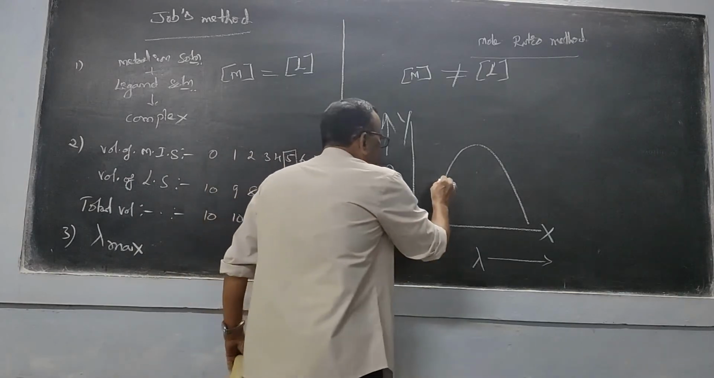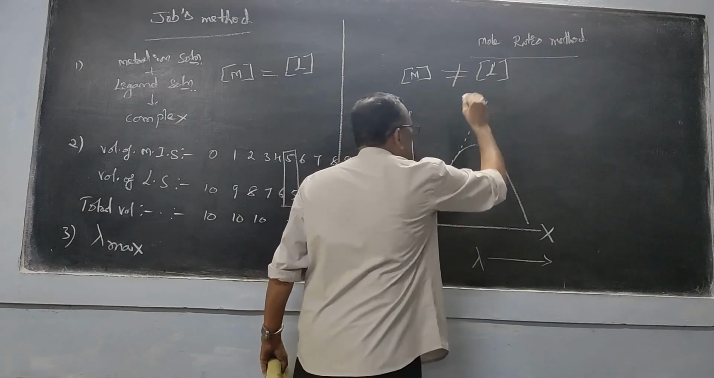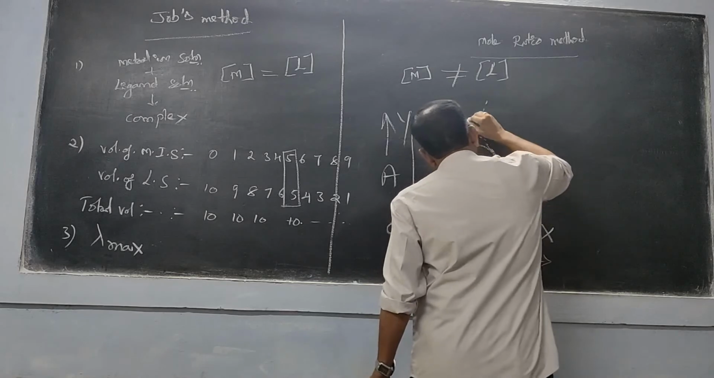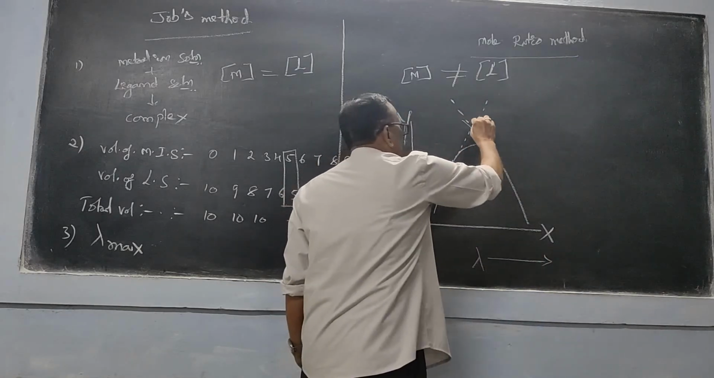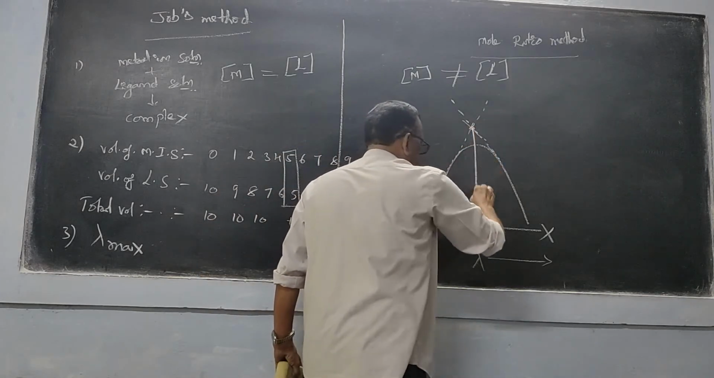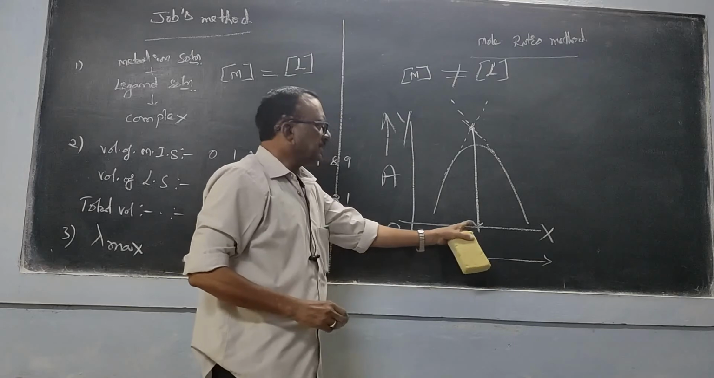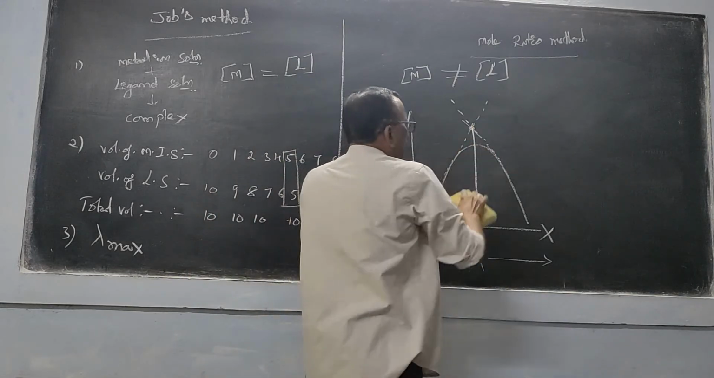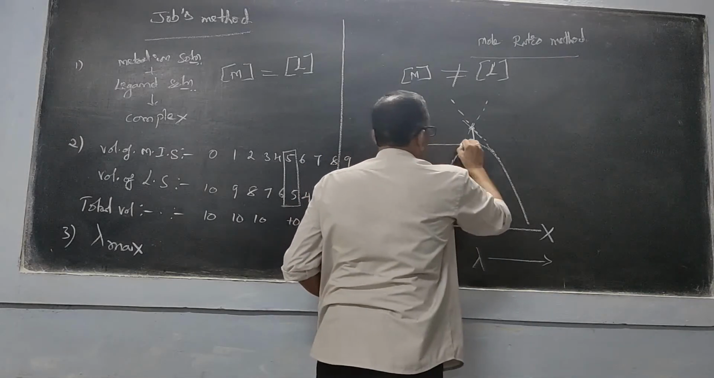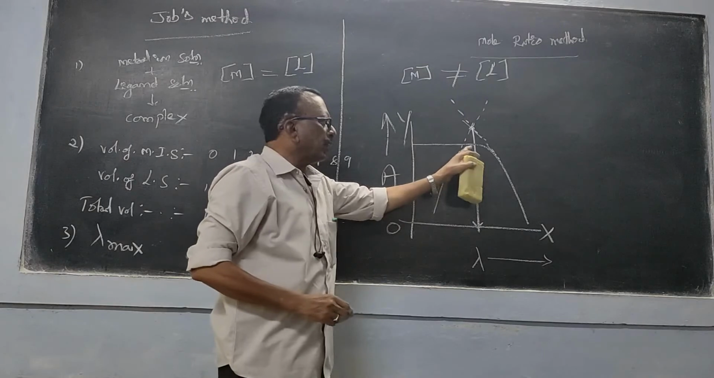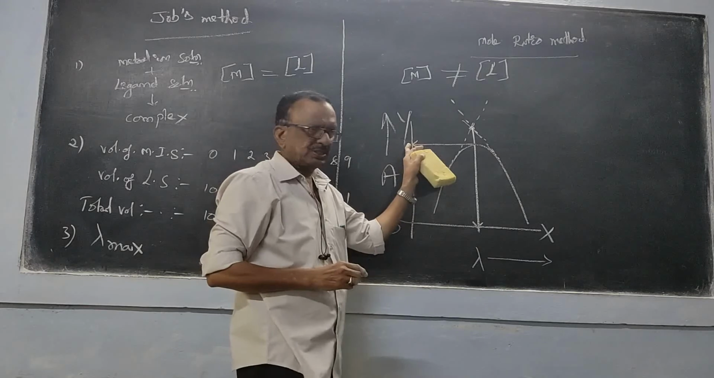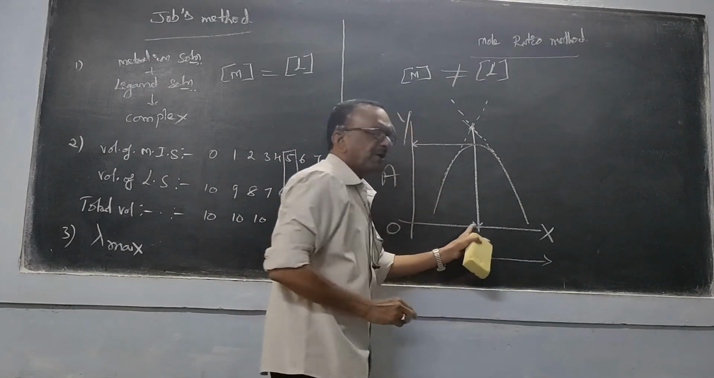Now, by extending this curve like this, it will intersect at a particular point. This point is the peak that we have got here in the graph. This represents a maximum absorbance at a particular lambda value.